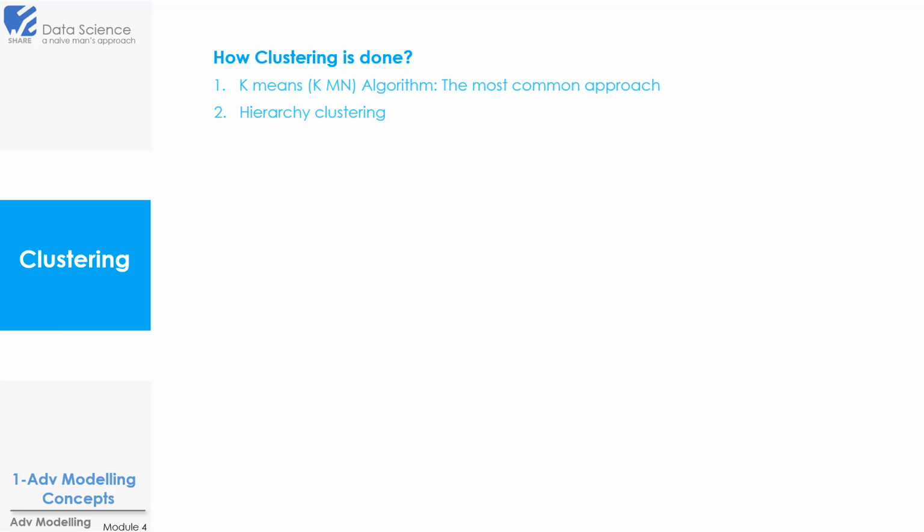Now there are two methods of clustering. First is the k-means algorithm. It is the most common approach. And then second is hierarchical clustering. So let's start with the k-means algorithm.